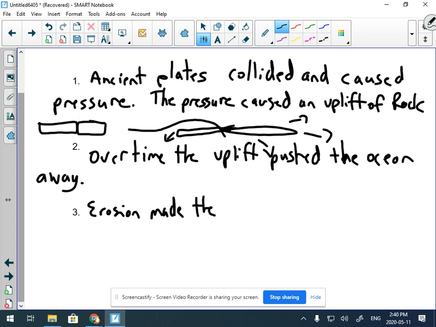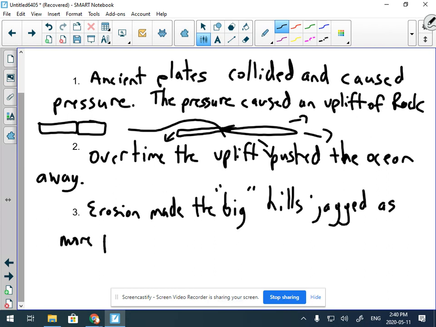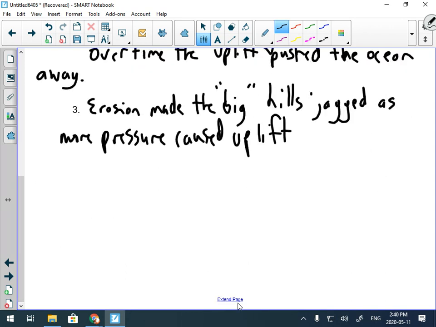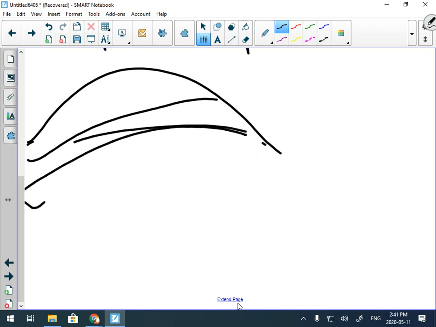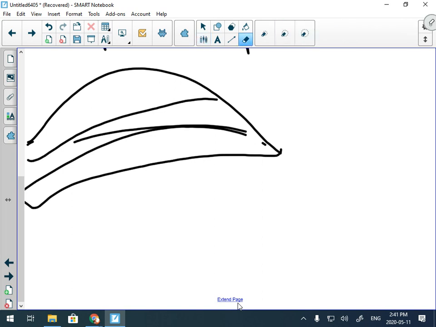Erosion made the big hills jagged as more pressure caused uplift. So the best way to describe this is you would have this massive hill, right? And maybe that's one plate, and it's pushing another one down. It's a bad drawing. Okay, so the mountains back then were huge, giant rolling hills.